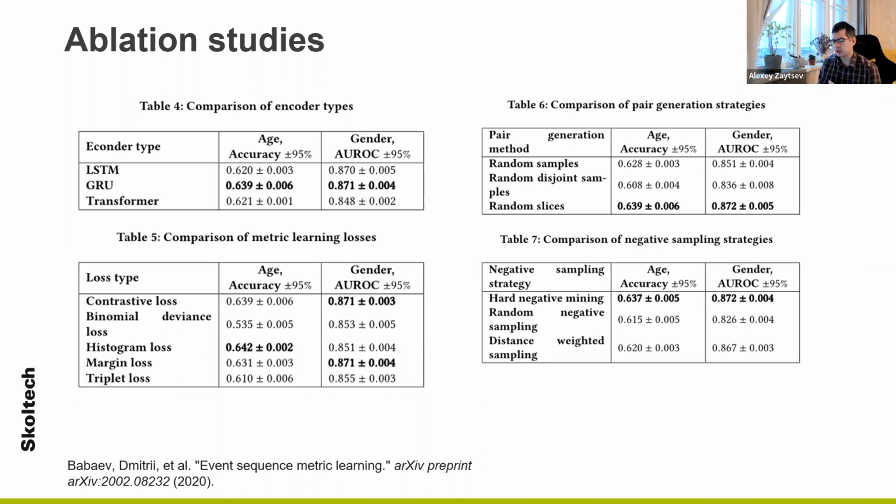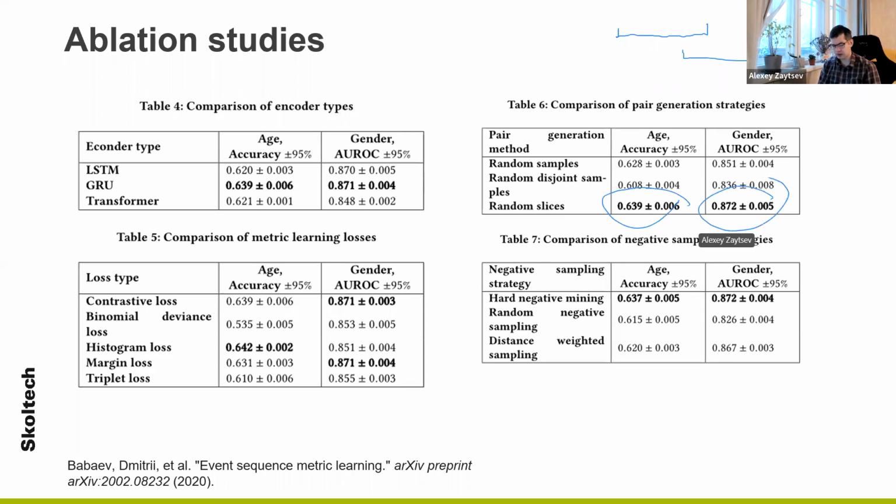Also, the authors tried different sampling strategies, which, as we know, is a very important part of how we can deal with self-supervised approach, how we can improve it, or how we can degrade the performance if we're doing it wrong. And if we have these random slices, which means that we just pick them randomly, and we don't care about disjoint or joint samples, so we can have some intersections between intervals taken from one customer, we still have some improvement here.